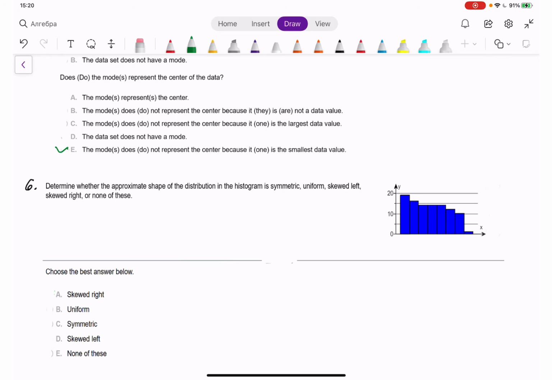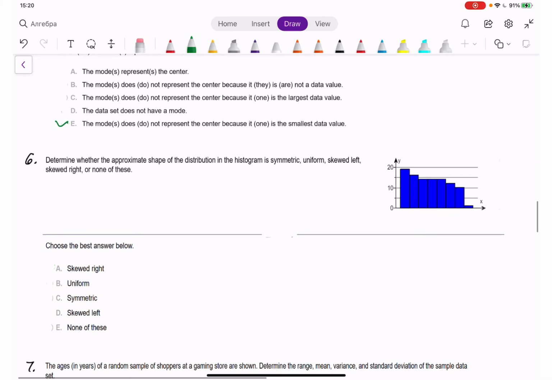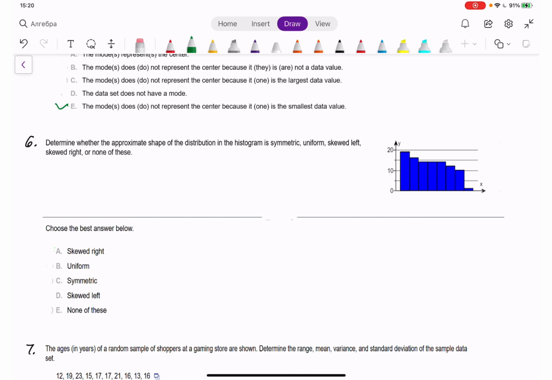Question number 6. Determine the approximate shape. Well, this is a histogram, so we need to figure out, is it symmetric, uniform, skewed to the left, or skewed to the right? Well, obviously, if I draw the line, it's skewed to the right, correct? So this is what is going to be the answer.